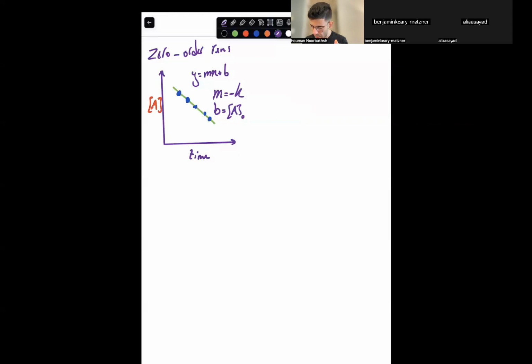So technically, you can actually write this equation as, and this is given to you on your formula sheet, A_t, which is your concentration of A at a time t, would be equal to minus kt plus A naught. Easy. Yeah, that's it.